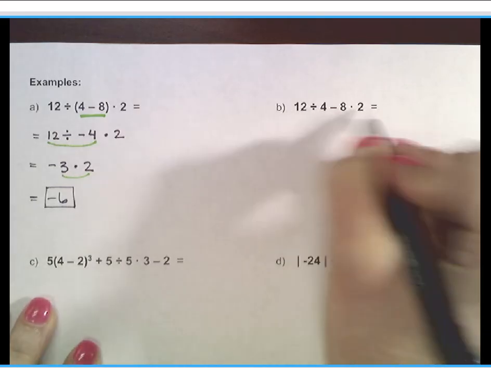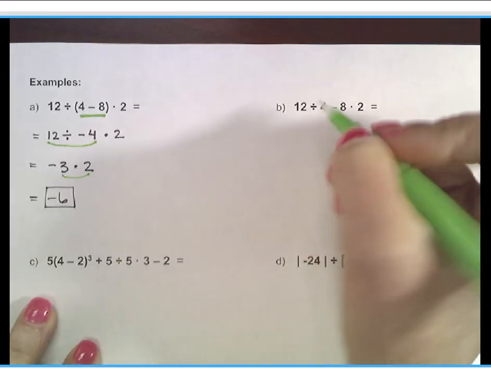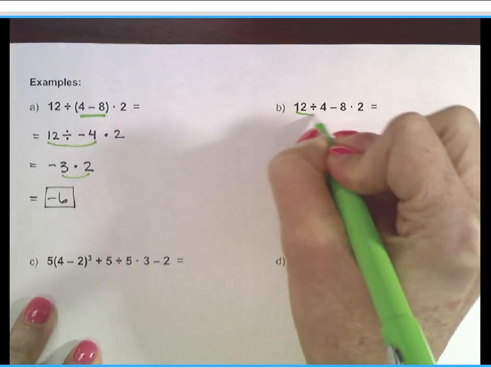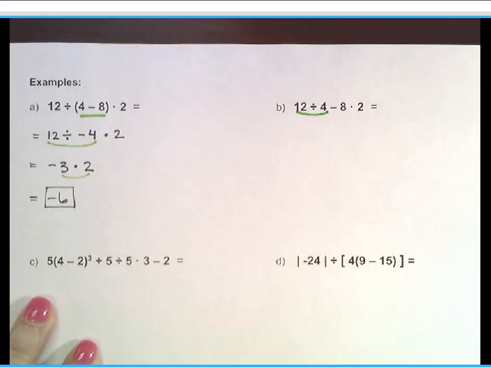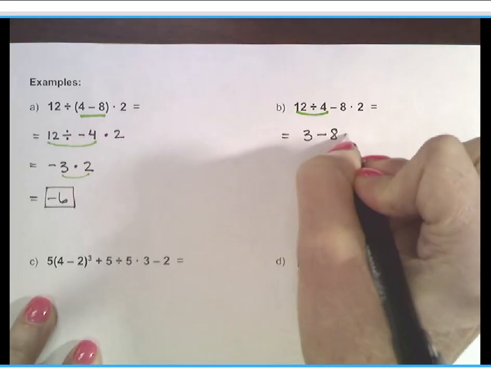I don't see any parentheses. I don't see any exponents. So we're going to start with the MD part, and we're going to go from left to right. So I'm going to do this guy first. That's the first one I see. That's the first one I do. So 12 divided by 4 is 3. And then I just recopy.